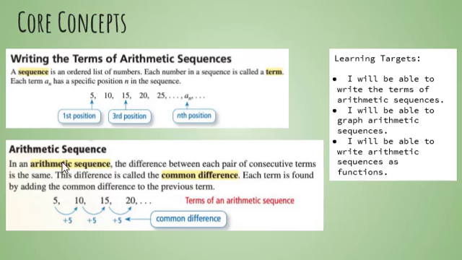An arithmetic sequence specifically refers to a pattern where you're adding or subtracting the same amount. So in this sequence, the pattern is that we're adding 5. And that 5 that we're adding each time is called the common difference, because that's the difference between each term or each number in our sequence.